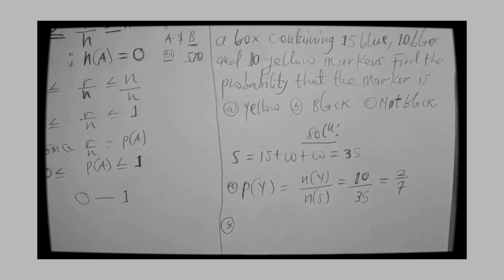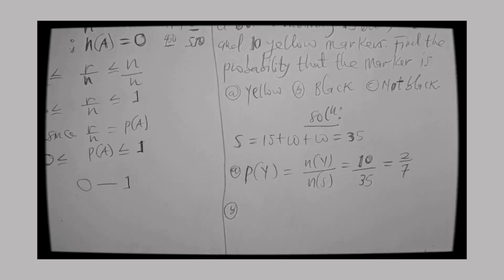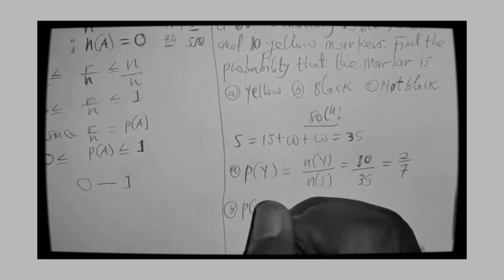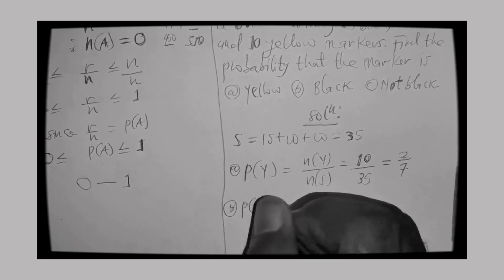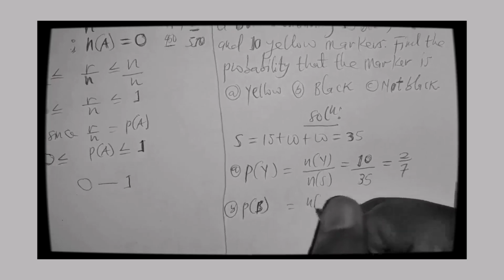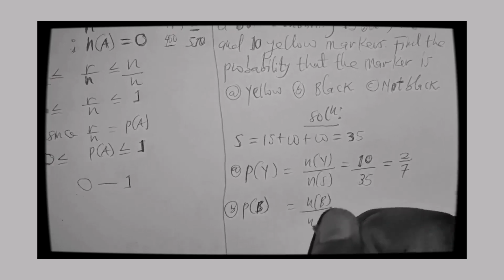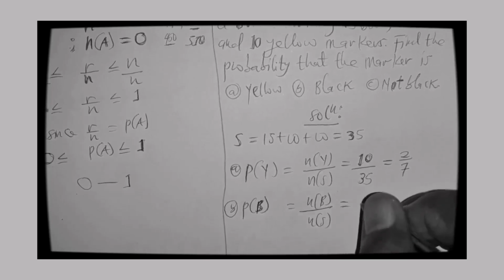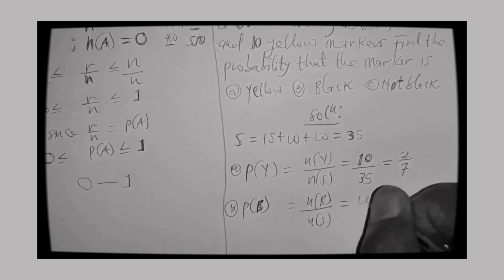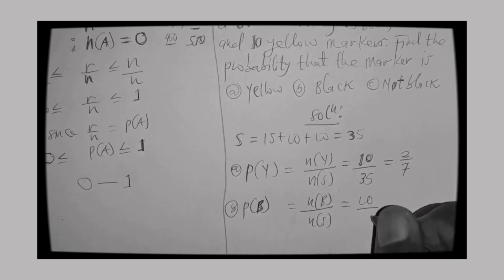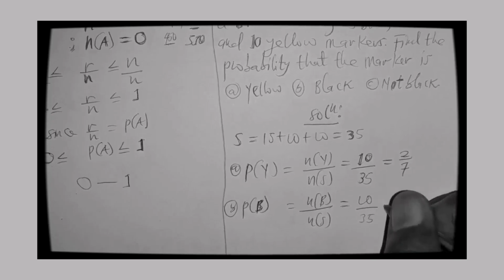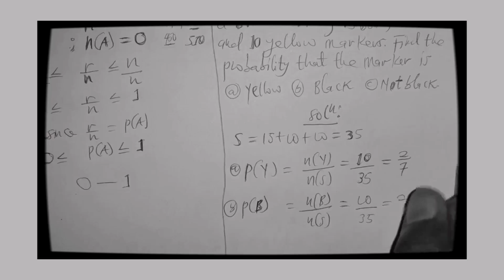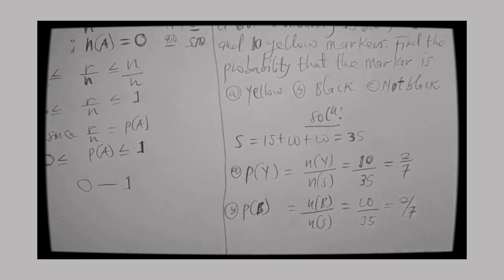B. The probability that the marker drawn is black. Here too, the probability of B will be equal to the number of black markers divided by the total, or sample space. The black markers within the box were 10, divided by 35, and we get the same result, which is 2 out of 7. I hope that is clear.